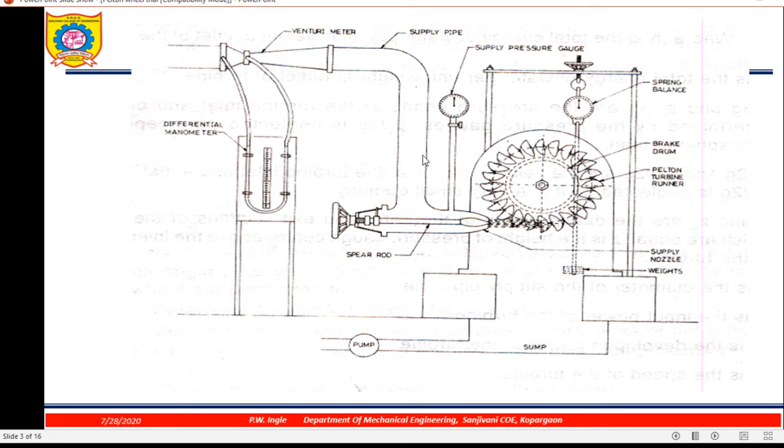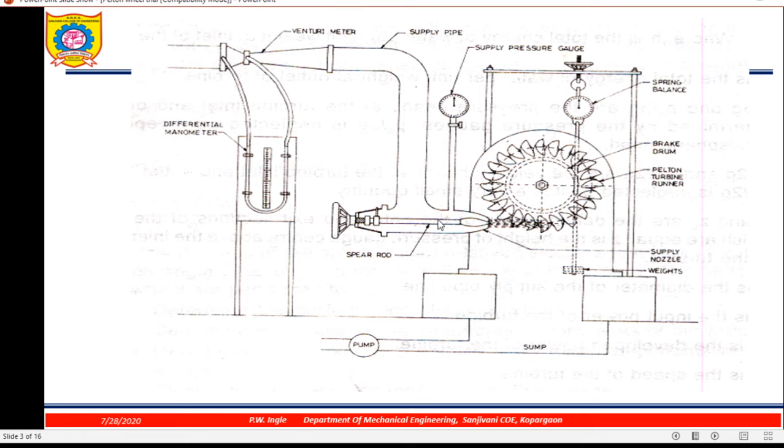Now what is the equation? That is rho g Q H. So rho is 1000, g is 9.81 and capital Q is discharge. Now to calculate discharge, a venturimeter is provided. So the experimental setup consists, for the first part, of the venturimeter, which is used to know the discharge. Then what remains? H, head. So head you can get from the pressure gauge reading.